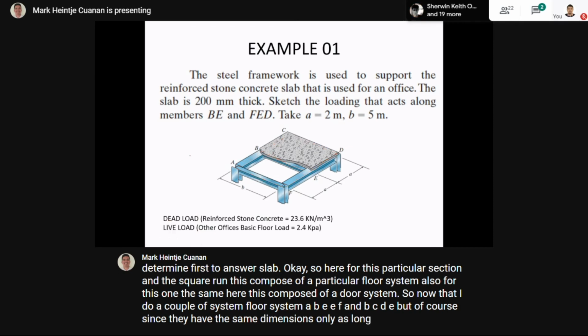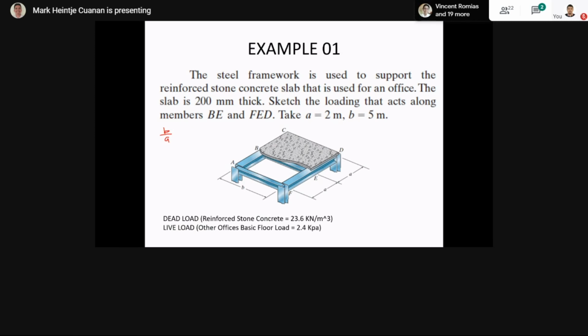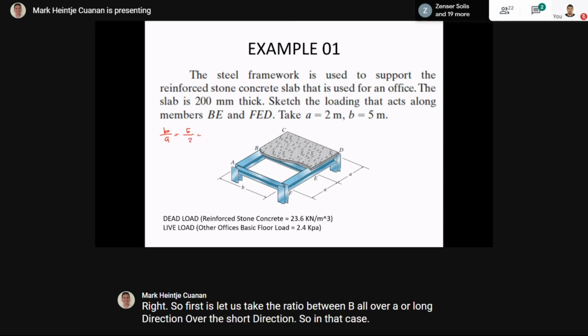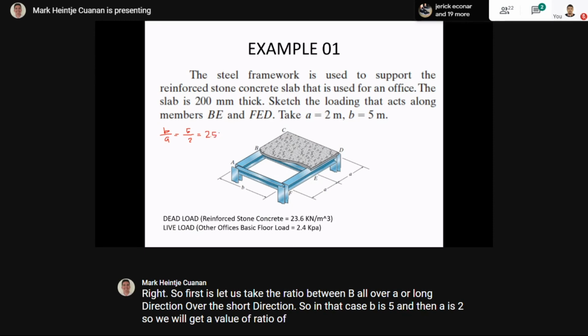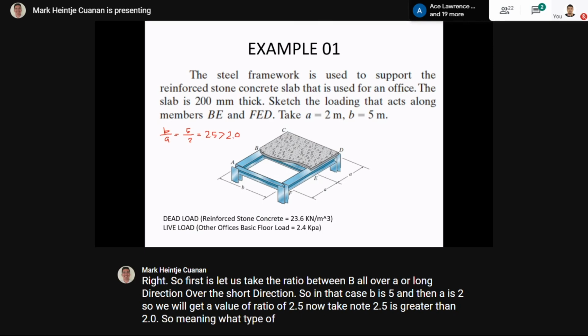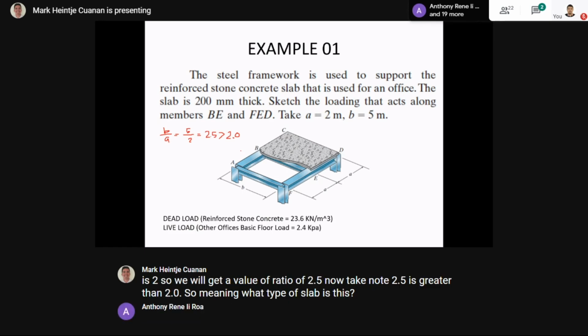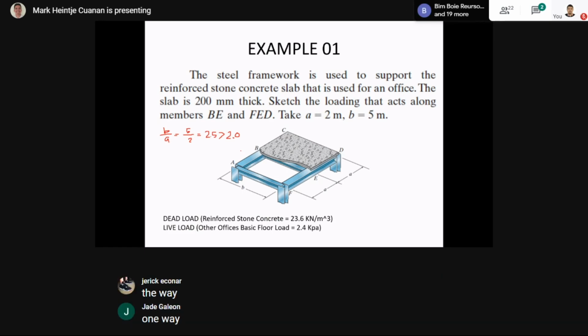Alright? So first, let us take the ratio between B over A, or long direction over the short direction. In that case, B is 5 and then A is 2. So we will get a ratio of 2.5. Now take note, 2.5 is greater than 2.0. So meaning, what type of slab is this? One-way slab. One way, because it is more than 2, or greater than 2.